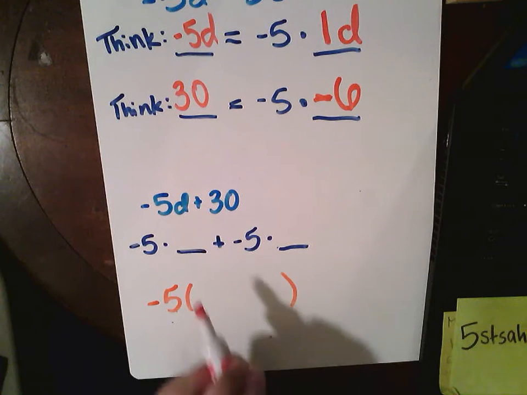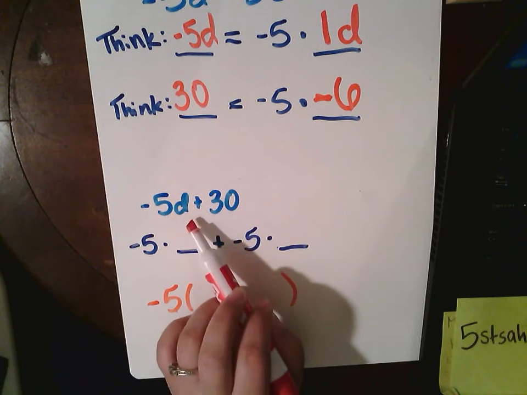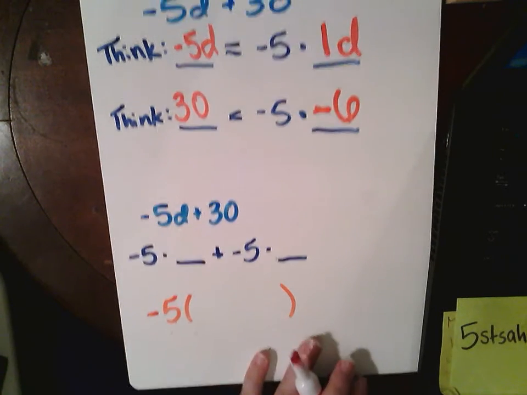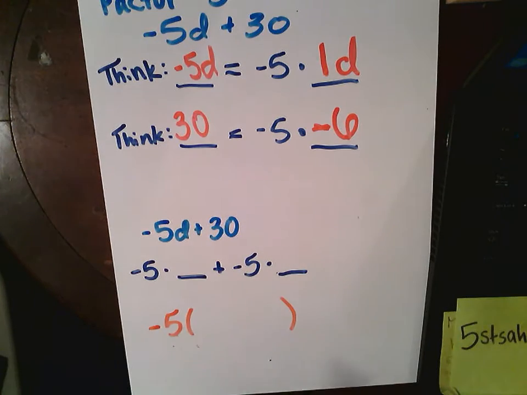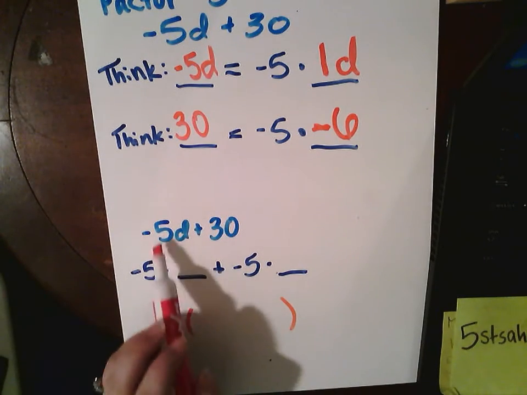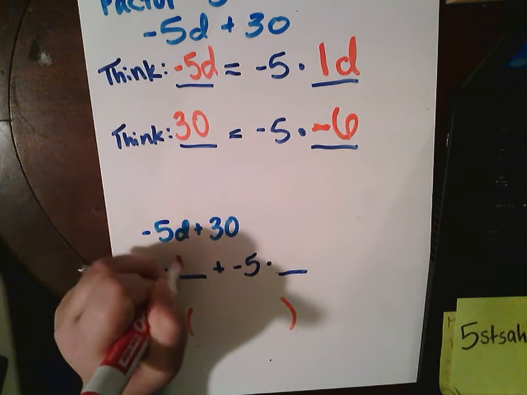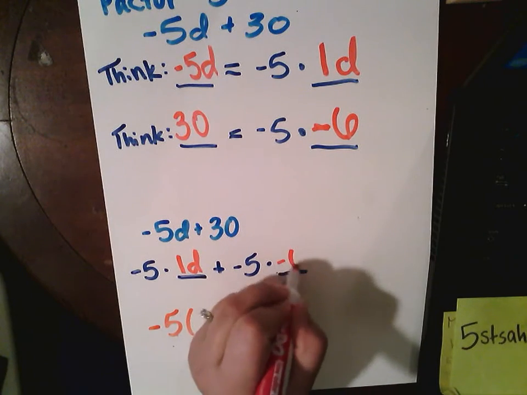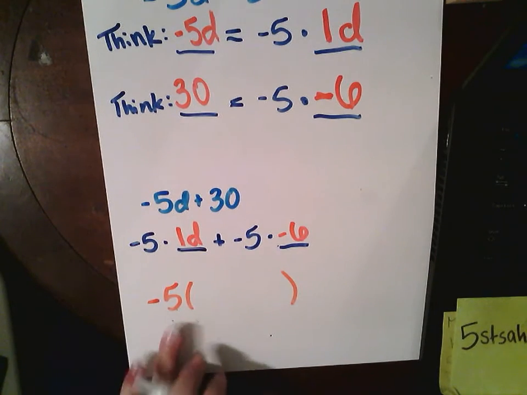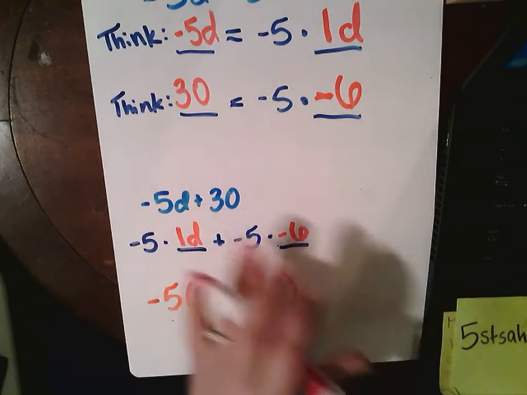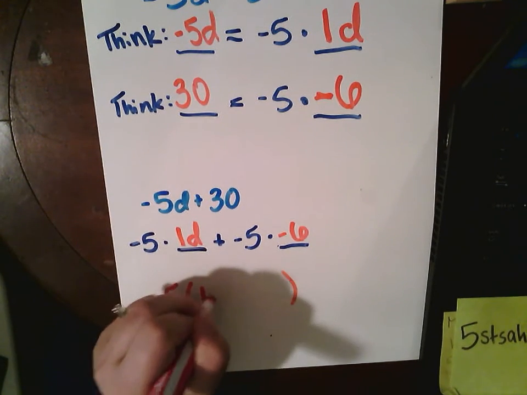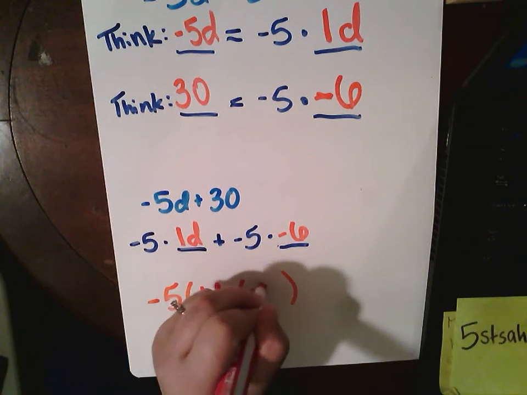So then when I move down here, I start with my original expression, -5d plus 30. I have my -5's that I factored out. And then from what I thought about up here, when I factor the -5 out of -5d, I am left with 1d. When I factor out a -5 from 30, I'm left with -6. And now since I moved my -5 out on the outside of my parentheses, I fill the parentheses with whatever's left over in this little sentence right here. So that's going to be a 1d plus a -6.